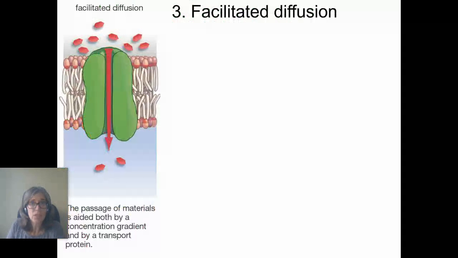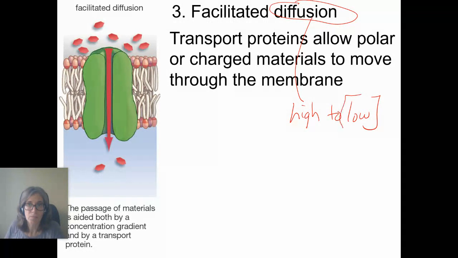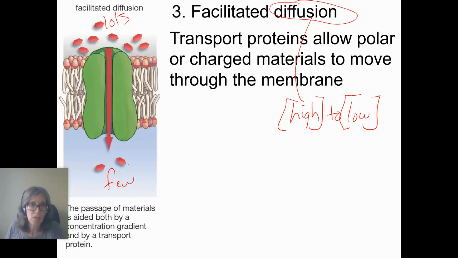So facilitated diffusion. Transport proteins allow polar or charged materials to move through the membrane. The diffusion part means that materials go high to low concentration. So you have lots of it right here, and you have very few of them here. So you're going from where there's lots of them to where there's very few of them. That's sort of the natural way to go, high to low. Entropy, things sort of spread out.